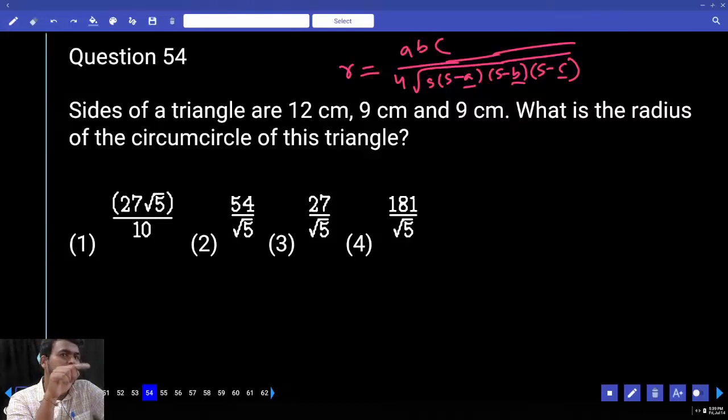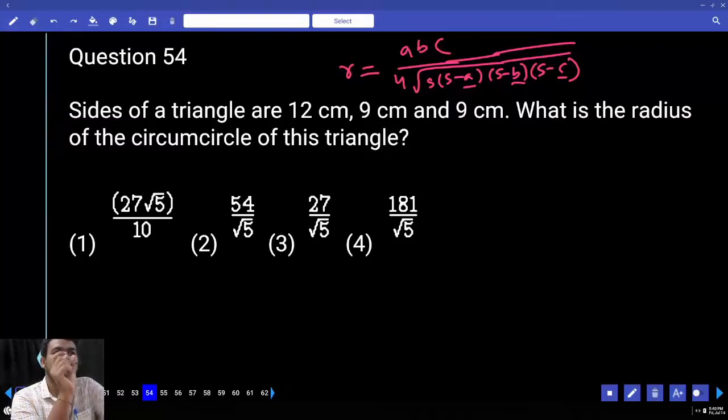Okay. Root 3 by 4 into a square. Square root of S into S minus a into S minus b into S minus c. What is the S value? a plus b plus c by 2. But the a value is a, the b value is also a, the c value is also a, means we get 3a by 2, so S value is 3a by 2. S minus a means 3a by 2 minus a, and next 3a by 2 minus a, next one 3a by 2 minus a, and we get negative into negative, which gives the positive one. Okay, obviously we get root 3 by 4 into a square value.